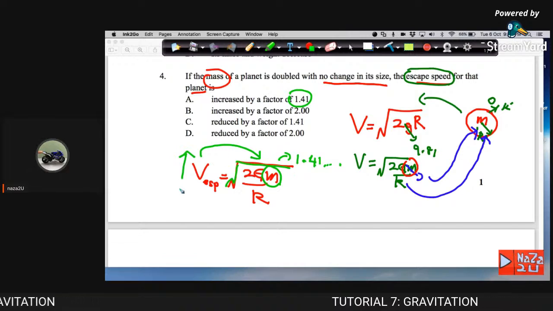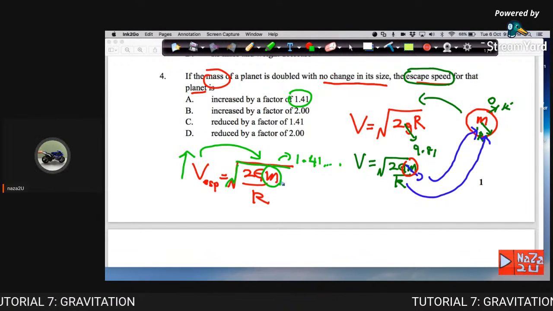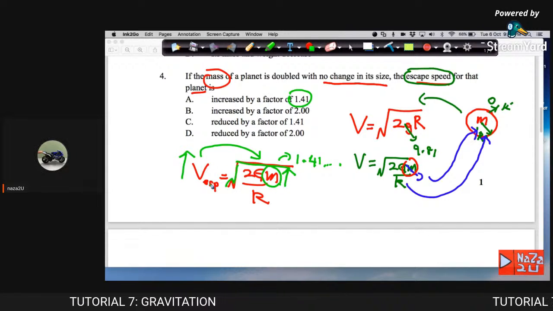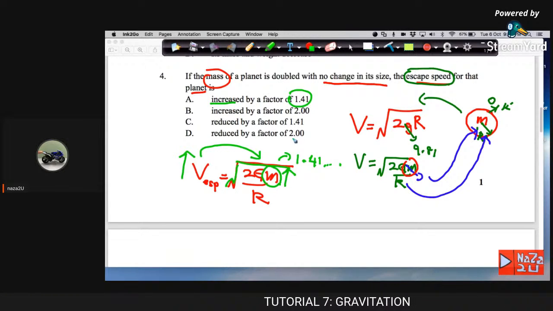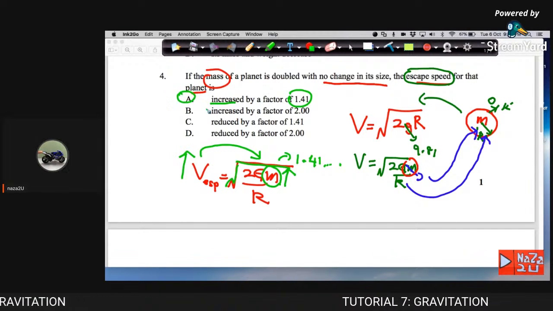Because the equation to calculate the escape velocity is square root of 2GM over R. But here you increase the value of the mass 2 times, right? Yes, V escape must increase by the factor 1.41. Ini dari segi pengiraan daripada rumus, kita dapatkan jawapan ni. So the answer number 4 is A.